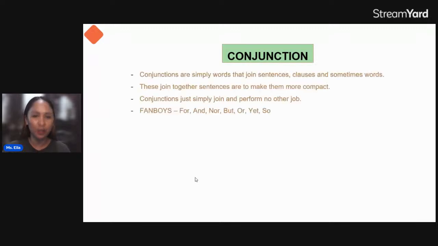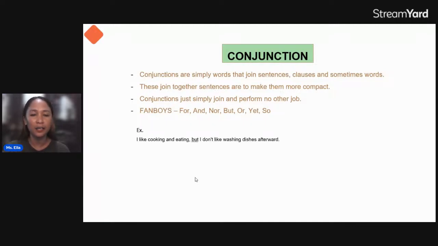Conjunctions are simply words that join sentences, clauses, and sometimes words. They join sentences together to make them more compact, right? Conjunctions simply join and perform no other job. We all know FANBOYS, which stands for for, and, nor, but, or, yet, so. These words are the common conjunctions we come across. Later on, I will discuss more conjunction examples.